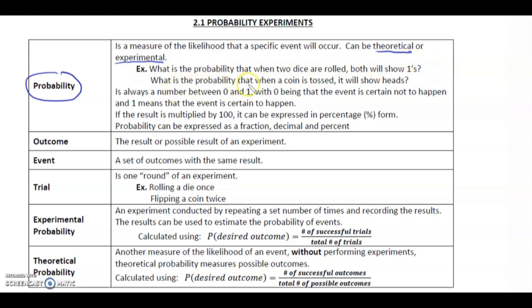Okay, and what is the probability that when a coin is tossed, it will show heads? So just two quick examples.